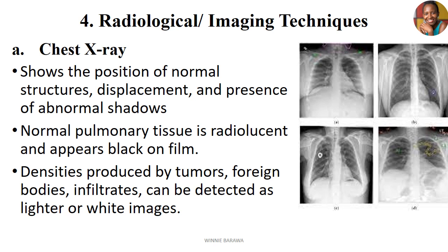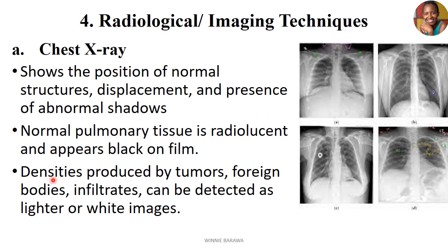So starting with the chest X-ray, number one, we use chest X-ray to evaluate the normal position of our chest structures. We also use chest X-ray to look at different displacements of the structures and if there are any abnormal shadows present. In chest X-rays, normal pulmonary tissue is seen as radiolucent and appears black on the film. If you look at this film here, these black areas indicate areas that are normal and not affected by anything.